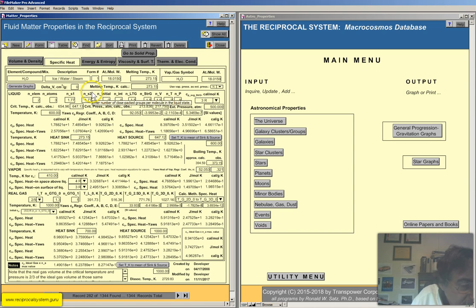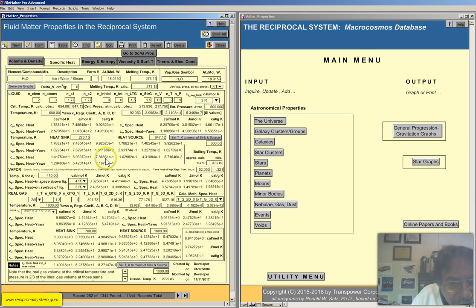Anyway, critical temperature K, calculated, observed. It's calculated 654, observed at 647. Critical pressure in atmospheres, again, it's calculated versus observed. External pressure. Now, this is an input. This is an important input. For the example calculations here, we're going to use 500 atmospheres, which is pretty high. And we're going to use 600 K for the temperature.